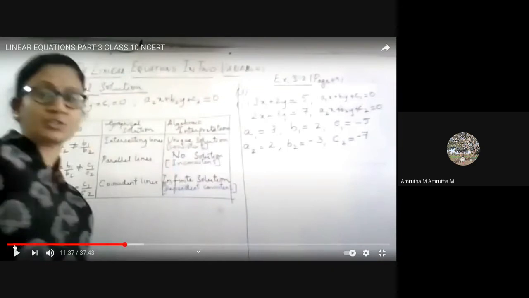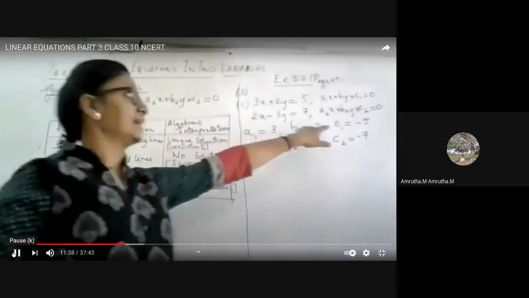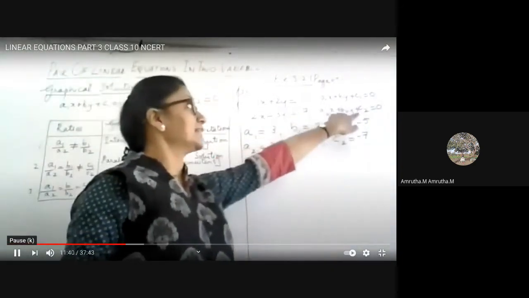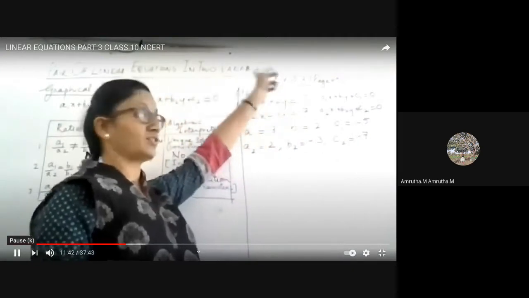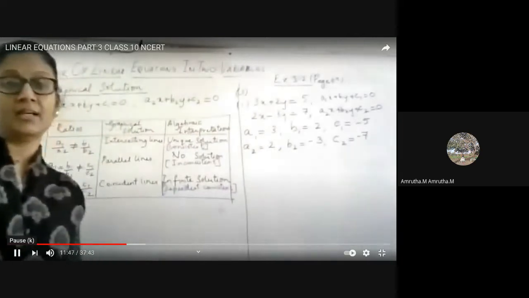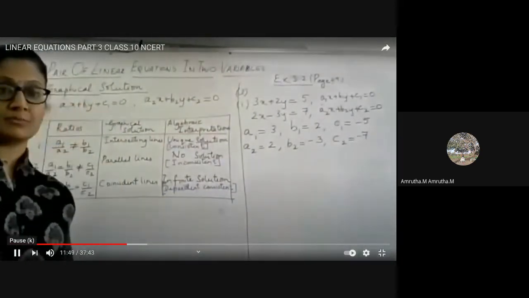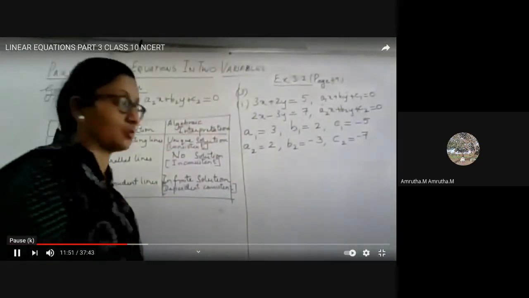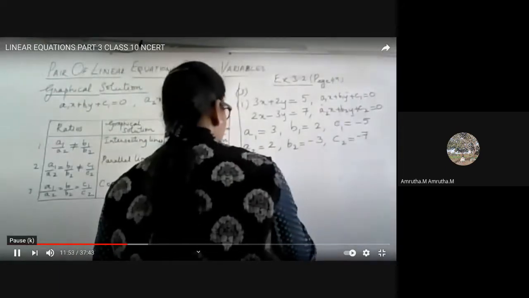The -5 and the -7. When you write it in the general form, the 7 and this 5 have to come to the left hand side, so they will take the negative signs there. Now find out A1 by A2, B1 by B2 and C1 by C2, and then decide whether it is consistent or inconsistent.